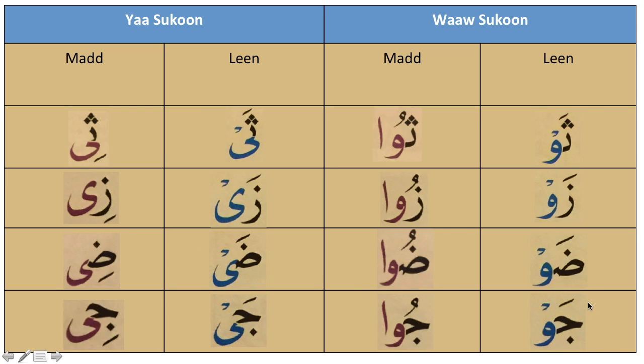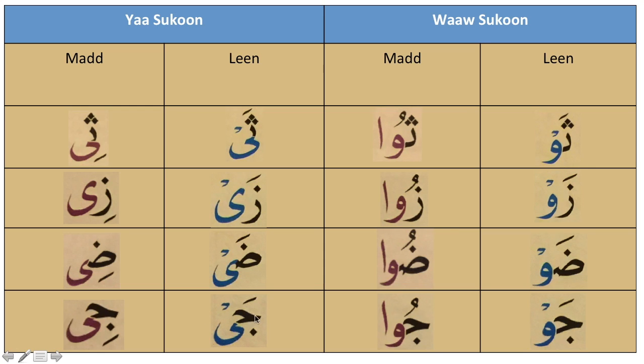The last one we're going to do is with jim. I'm going to do it slightly faster now. جيم فتحة واو سكون جو. جيم ضمة واو سكون جو. So the purpose of this exercise is for you to contrast and hear the difference between the mad and the lean. This is jo and this is ju. First one is lean, the second one is mad.